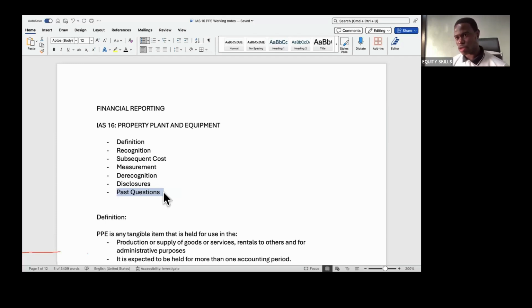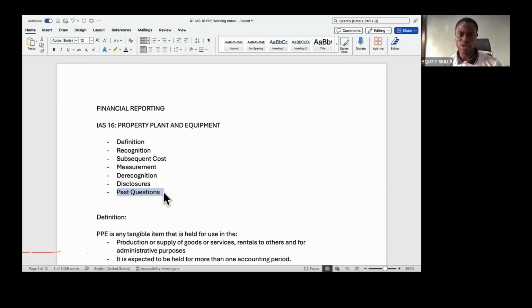However, you can use revaluation model for buildings that you have and use cost model for all your motor vehicles. It's okay that way. I need you to note that down. Then I went deep into revaluation. I told you that when an entity chooses a revaluation model, it goes to show that they need to be revaluing their asset at the end of every year.